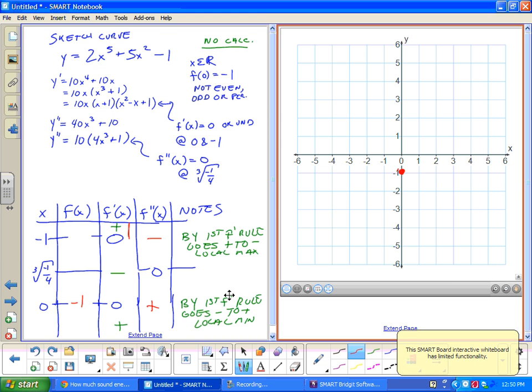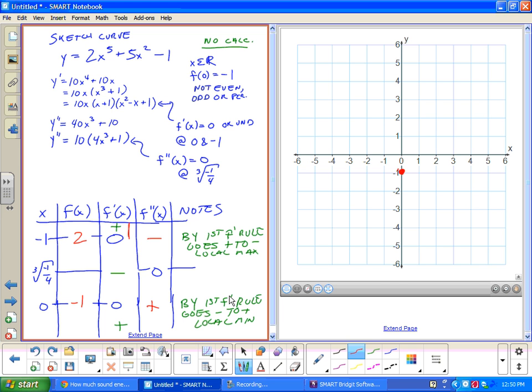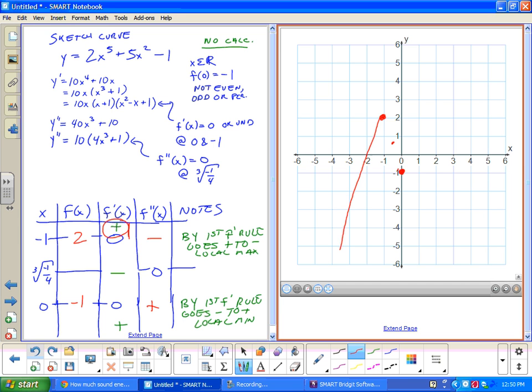If I plug -1 into the original function, -2 plus 5 is 3. 3 minus 1 is 2. I know the local max value at -1 is 2. And I know the point of inflection, because there is a sign change across the second derivative here, happens at this cube root of -1/4. So somewhere in here. So it is increasing from negative thing to -1, decreasing in between, and increasing out of here.